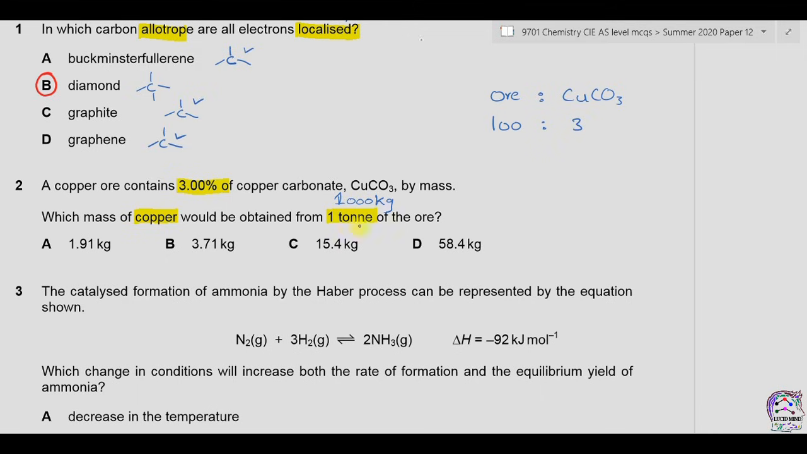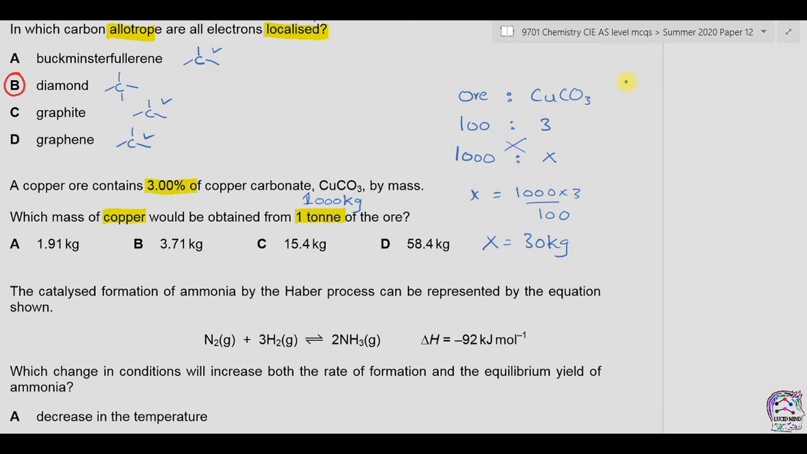Now in the question we have 1 ton of the ore. So let's find out how much copper carbonate will be present in 1000 kilograms or 1 ton of the ore. So we have X, just cross multiply: 1000 times 3 divided by 100. So the answer is 30 kg. So we have obtained 30 kg of copper carbonate from 1 ton of the ore.